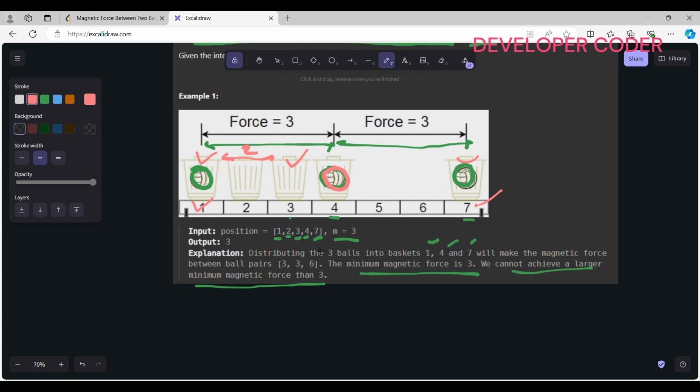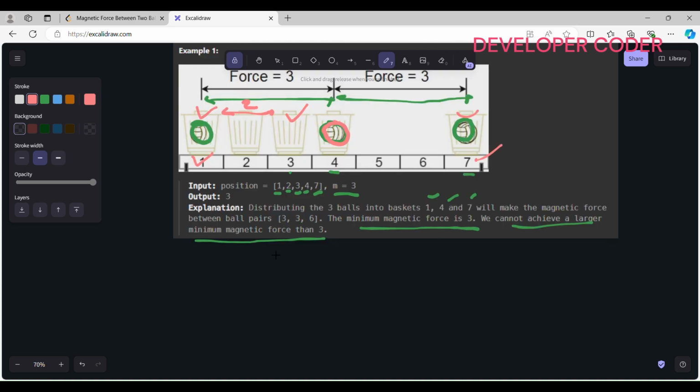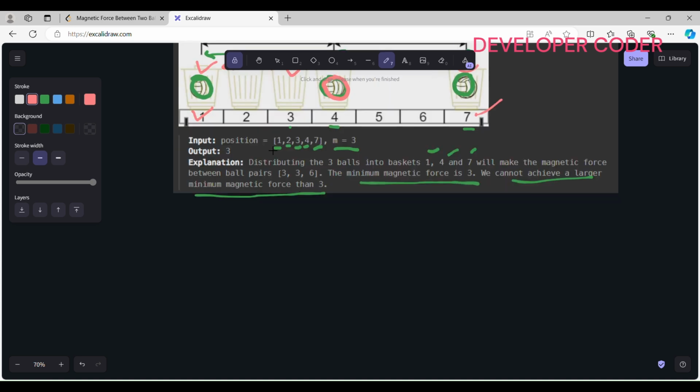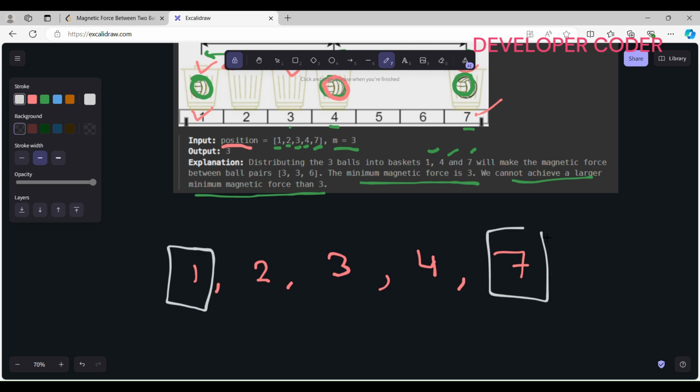So the first thing that we have to do in this problem is to become greedy. We have to sort this position array. So the first thing we need to do is the sorting of this position array. Let's say if I have 2 balls, then definitely I want to place my first ball at this position and the next ball at the maximum position. In this way only we can get the maximum minimum magnetic force, when the balls are at larger distance.